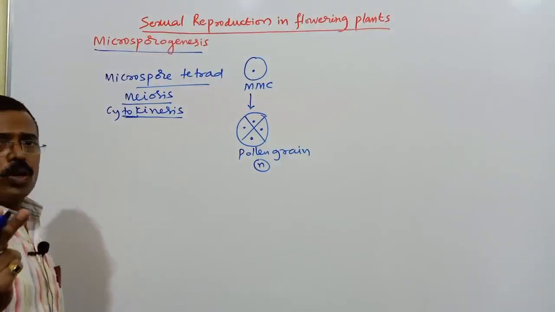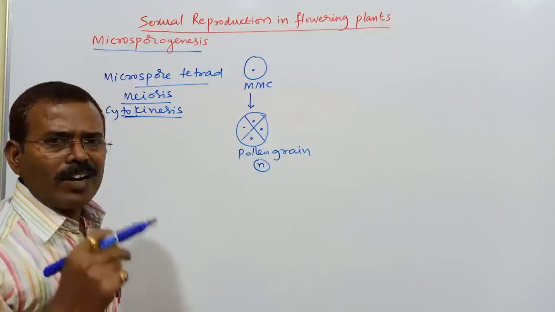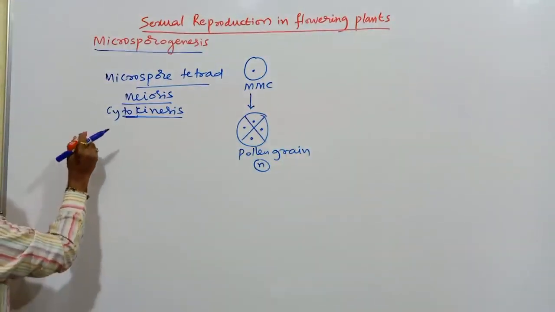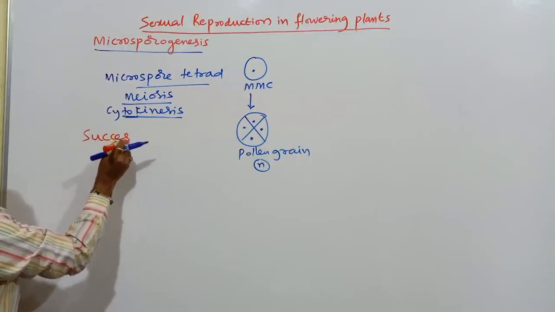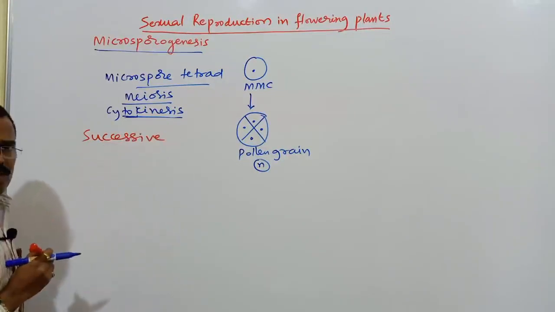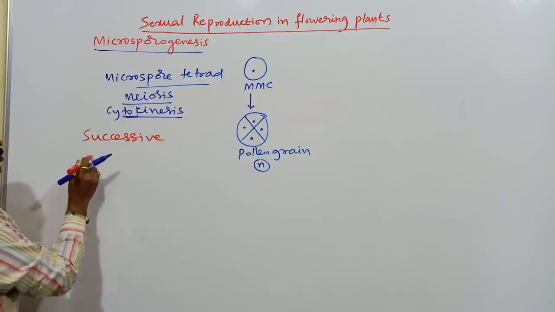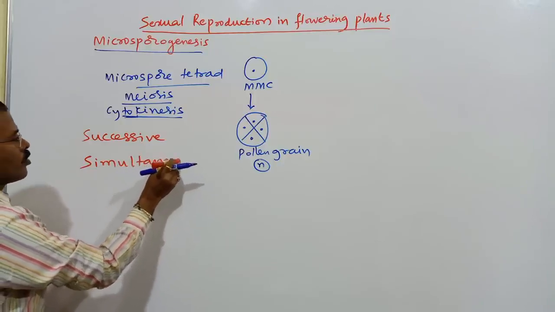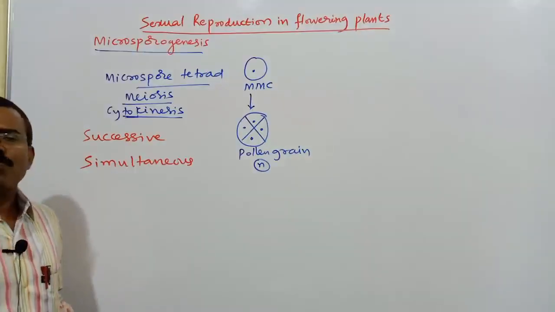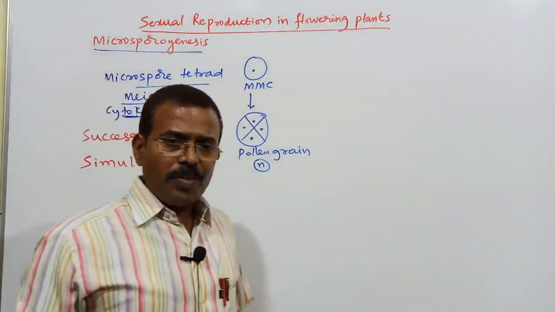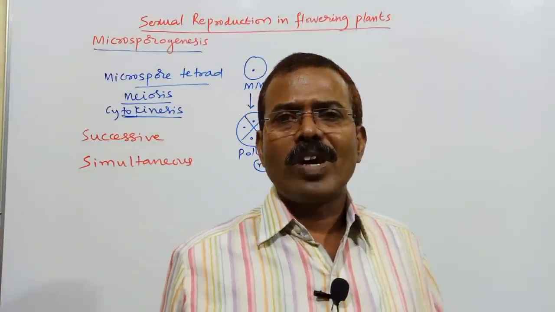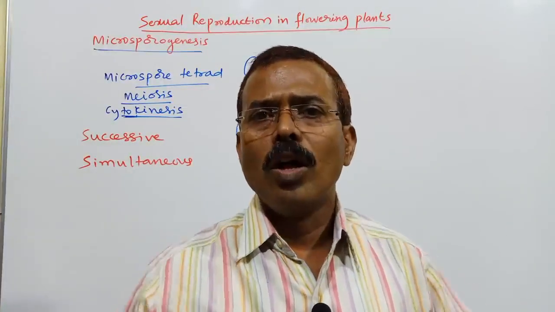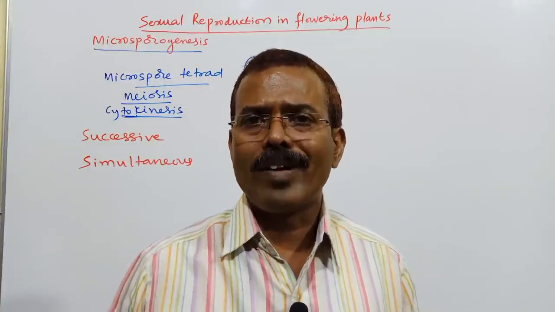So here two types of cytokinesis you can differentiate. One is successive cytokinesis. Another one, simultaneous cytokinesis. These two different types of cytokinesis can result in the formation of the pollen tetrad or microspore tetrad.